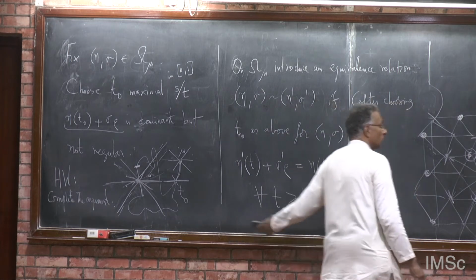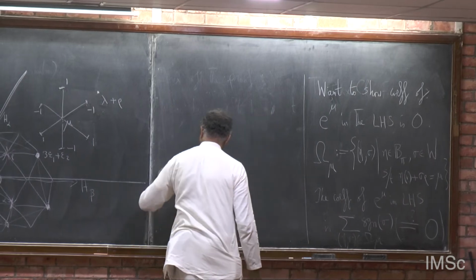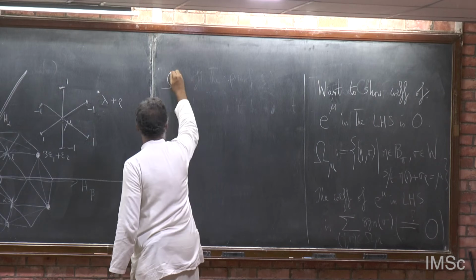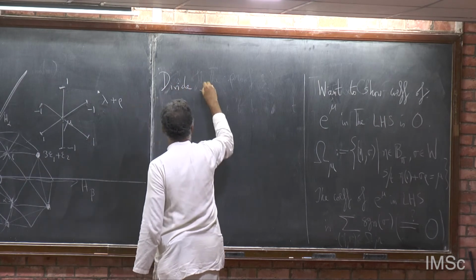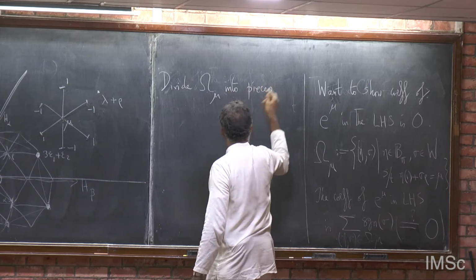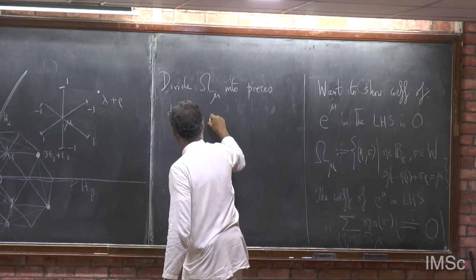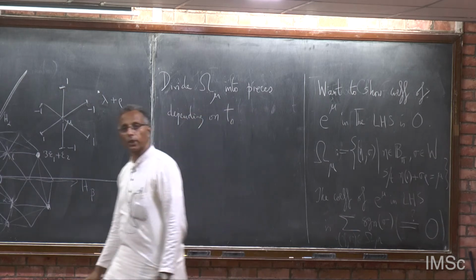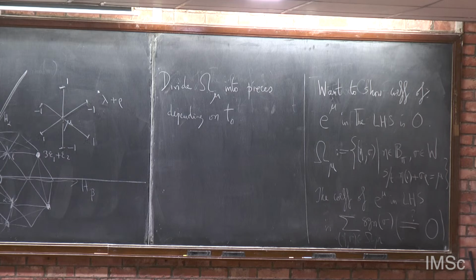So now the claim is that we divide sigma mu into pieces depending on T naught. I hope you understand what that means. With each path we have associated a T naught. Those with the same T naught I consider together, and those with some other T naught I consider separately, etc. And within those with the same T naught, I have further this equivalence relation.